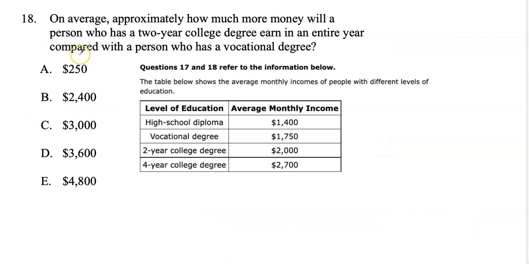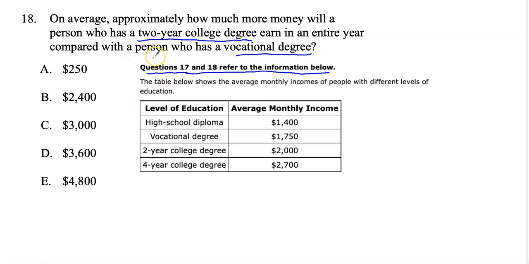Again, and I should have stated this in the previous problem, it said questions 17 and 18 refer to the same table. So I have the same table again, and we're going to use this same table to answer a different type of question. It says, on average, approximately how much more money will a person who has a 2-year college degree earn in an entire year compared with a person who has a vocational degree?